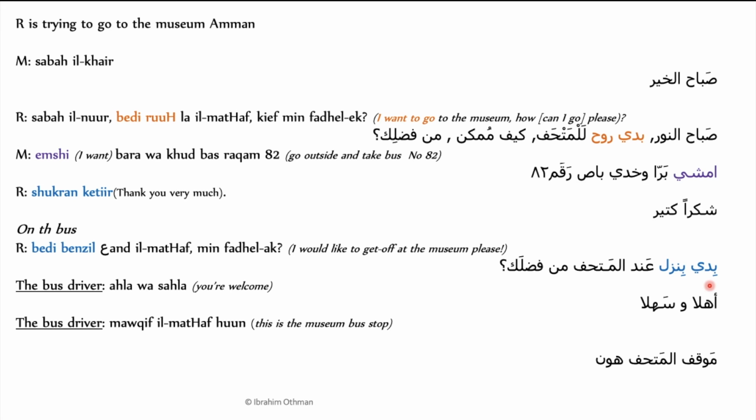And if you're taking the public transport, before the bus leaves, all you need to do is tell the bus driver or the taxi driver, بدي بنزل عند, then the name of the place, followed by من فضلك. So you could say, I want to get off at the market. You would say, بدي انزل عند السوق من فضلك. Or, I would like to get off at the post office. You would say, بدي انزل عند البريد من فضلك. So two very important phrases. بدي روح, I want to go, and بدي انزل, I want to get off.